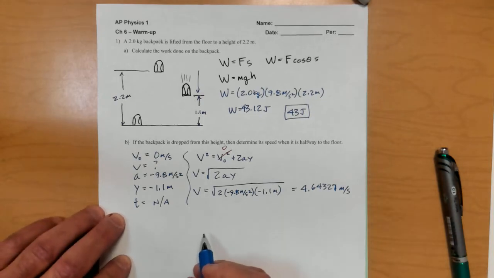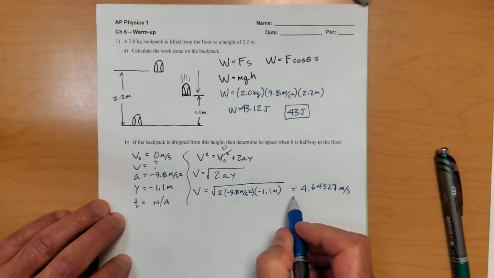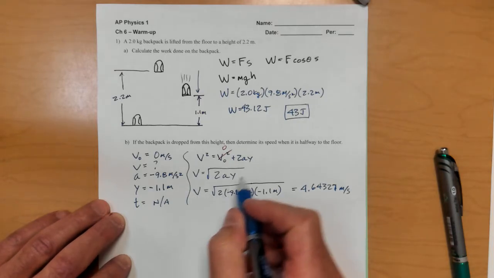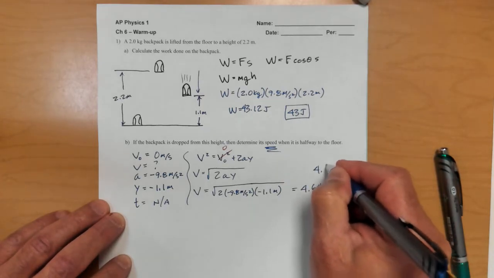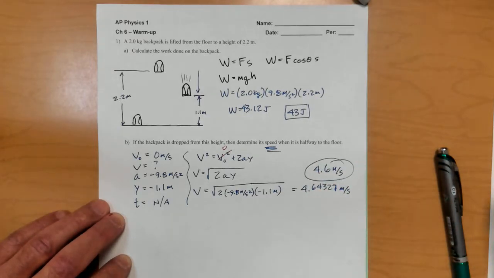Now, if we were doing this with kinematics, we would probably take the negative of this because that's the velocity on the way down. Of course, we know that square roots are always plus or minus. Because it says speed, we can leave it as just v. That's going to be 4.6 meters per second. Okay? Now, interestingly enough, because this is the energy chapter, we're going to go ahead and solve this using energy as well.